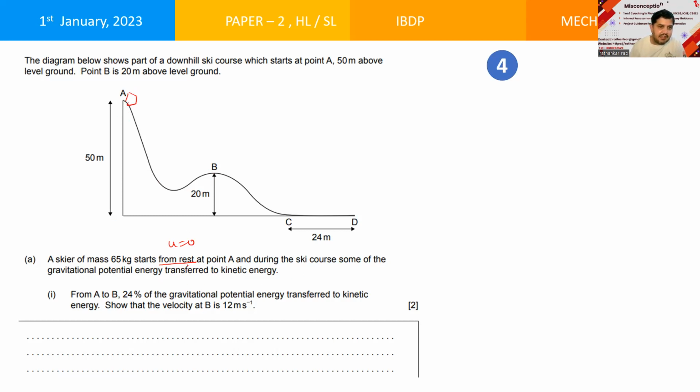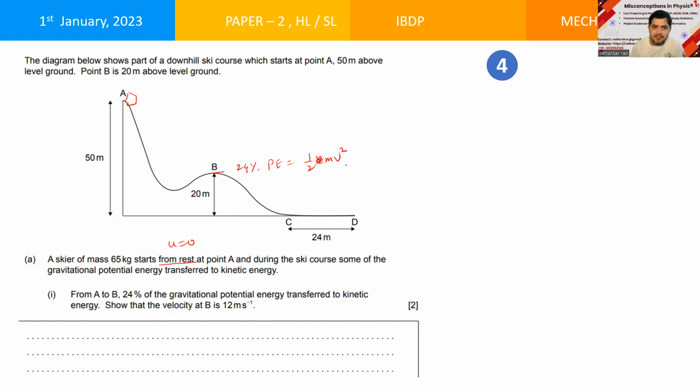Gravitational potential energy is converted into kinetic energy as the person starts moving like this. Definitely the potential energy decreases, kinetic energy increases. From A to B, 24% of the GPE is transferred to kinetic. So when it comes over here, he says that 24% of the potential energy has got converted into kinetic energy, half mv squared. Now he is asking you to show that the velocity at B is 12 meters per second. So how do we do it?